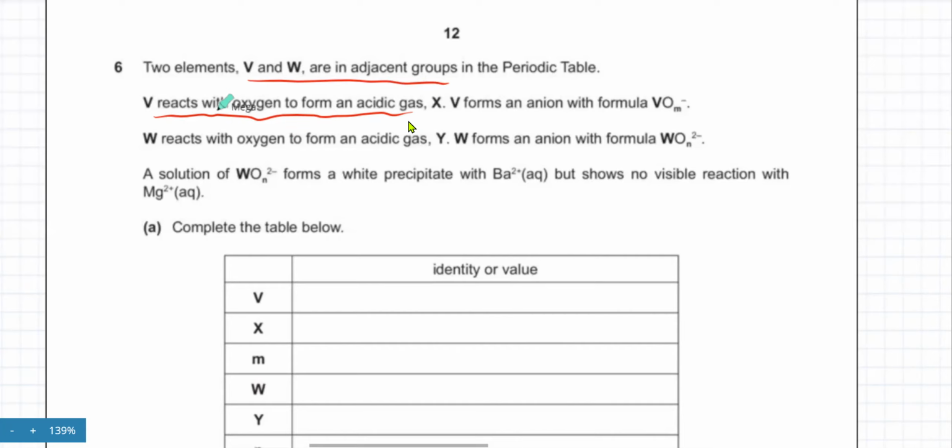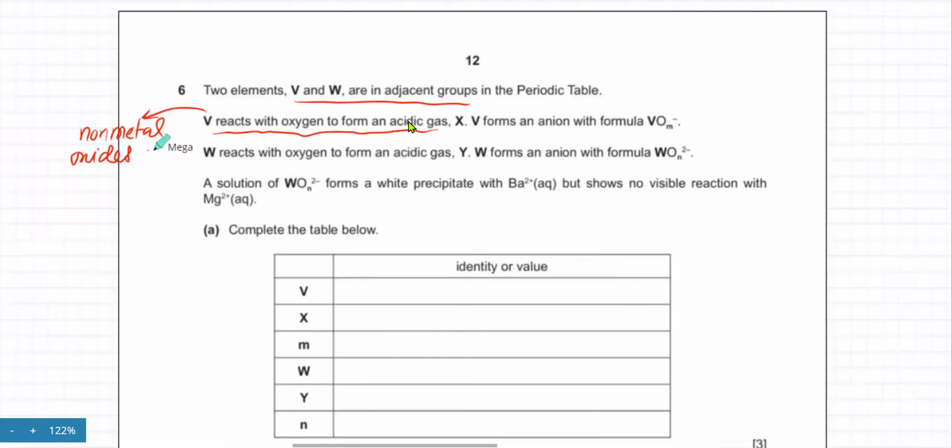What does that mean? It means it's a non-metal, because non-metal oxides are acidic. For example, sulfur oxide is acidic, phosphorus oxide is acidic. Metal oxides are basic. So that means V is a non-metal. It's definitely a non-metal because it's forming an acidic oxide, and that acidic oxide is known as X. So it's a non-metal oxide, that's X.